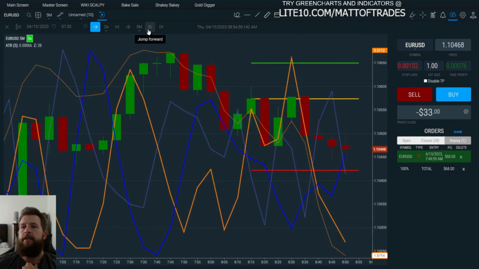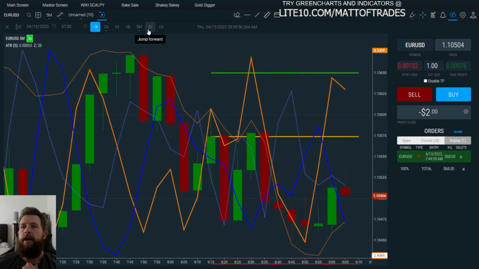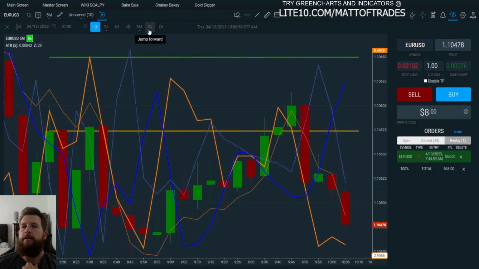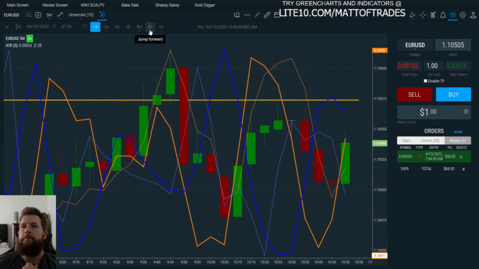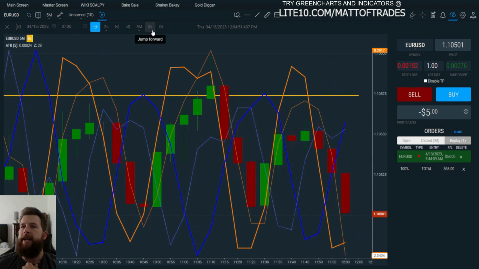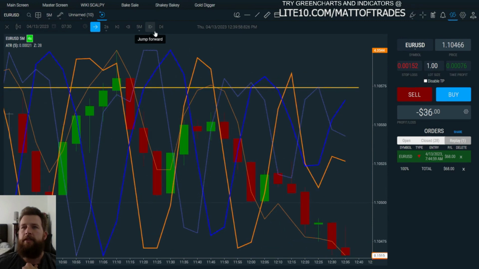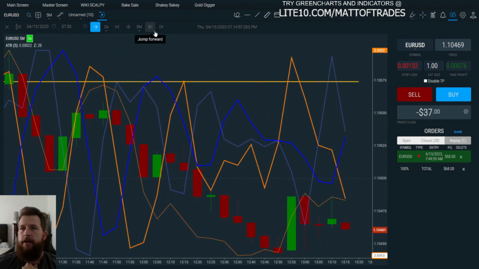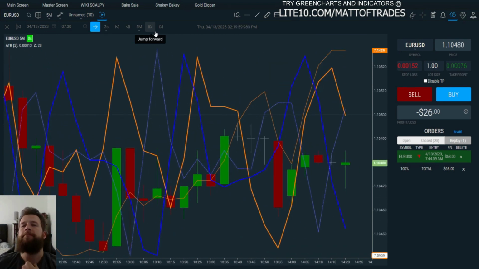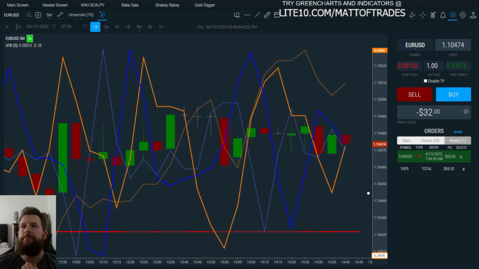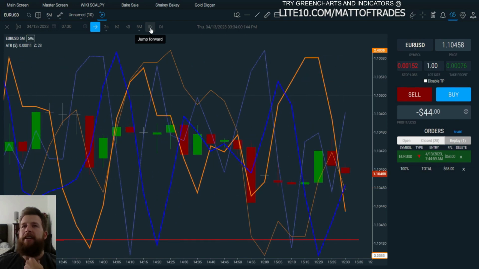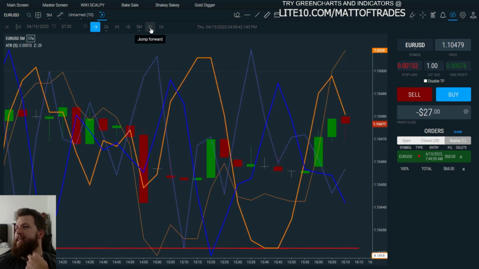Alright, we're just going to have to click forward. This would be a very, very long trade. Looks like we're probably going to end up losing, though. Yeah, we're just kind of stuck between our entry and our stop loss here.